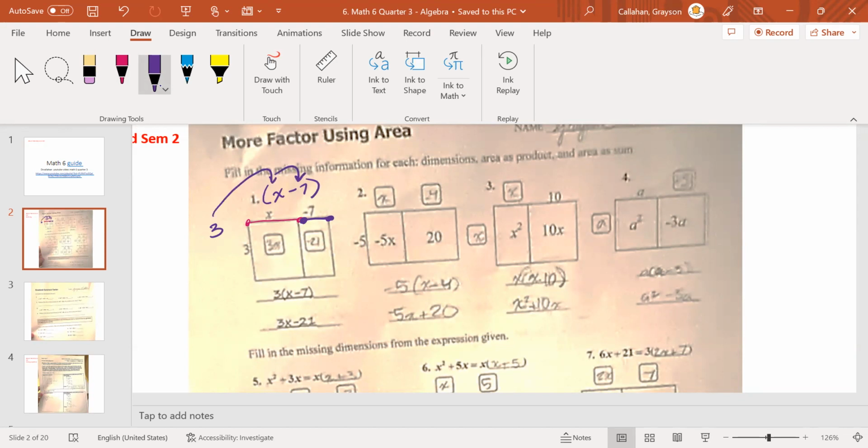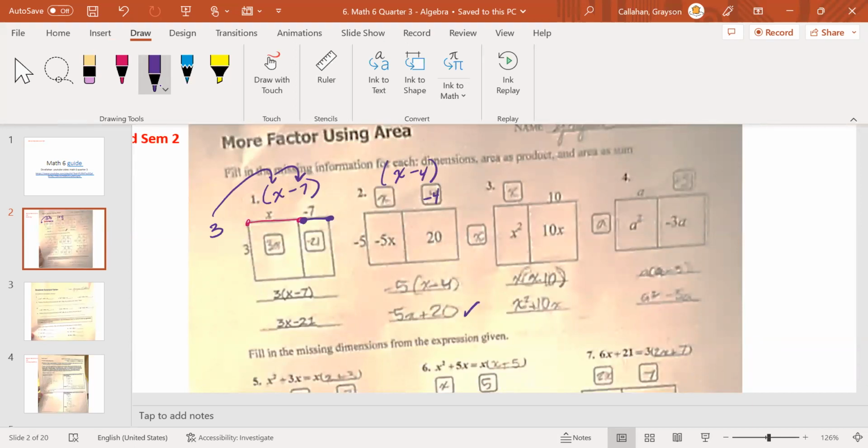So same thing over here. So if this is -5, -5 times -4 is 20. So then -5 times x is -5x. So they have to equal. So that's good. So this part is x minus 4. So when you distribute it, -5x plus 20. So that one is good.